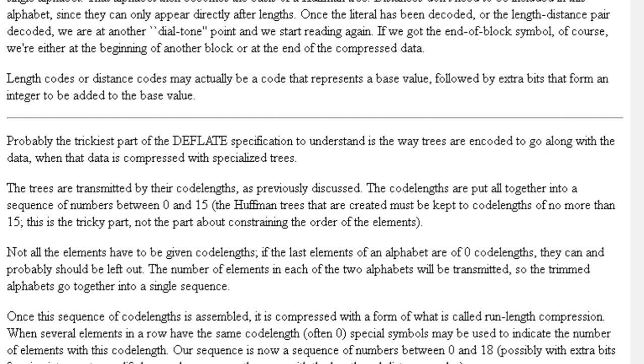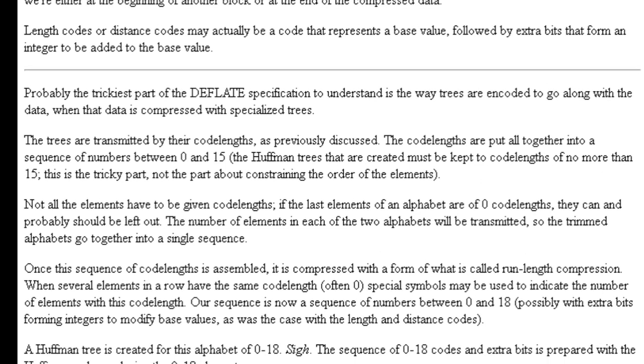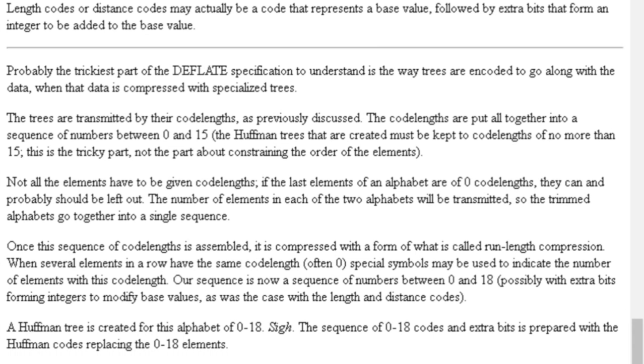Probably the trickiest part of the Deflate specification to understand is the way trees are encoded to go along with the data, and when that data is compressed with specialized trees. The trees are transmitted by their code lengths as previously discussed. The code lengths are put all together into a sequence of numbers between 0 and 15. The Huffman trees that are created must be kept to code lengths of no more than 15. This is the tricky part, not the part of constraining the order of the elements.